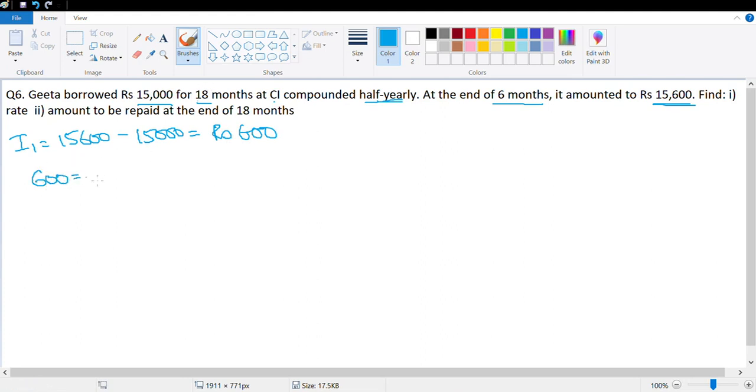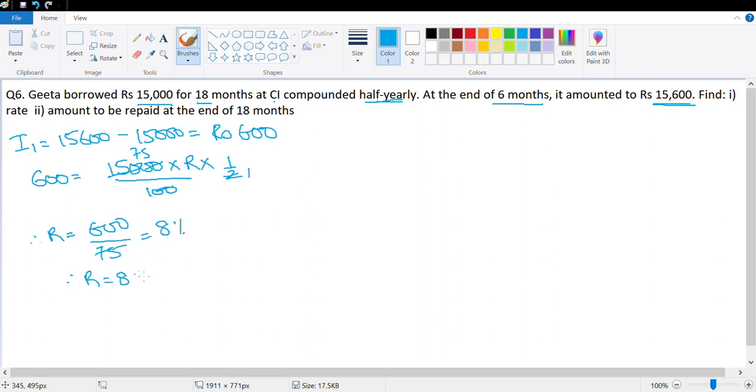Interest is equal to principal into rate, we do not know, time, half year, upon 100. So this is 200, this is 21275. Therefore, R is equal to 600 upon 75, and that's equal to 8%. Therefore, R is equal to 8% per annum. So first part of the question done.